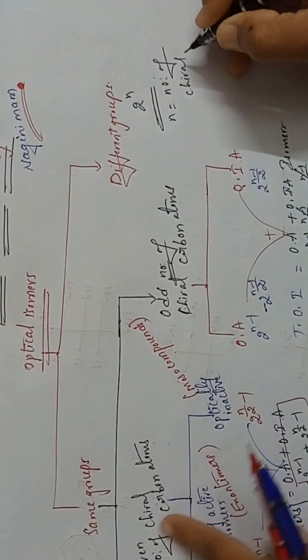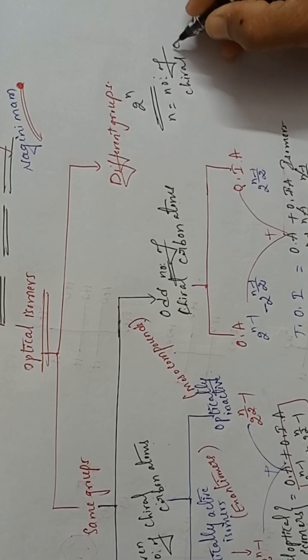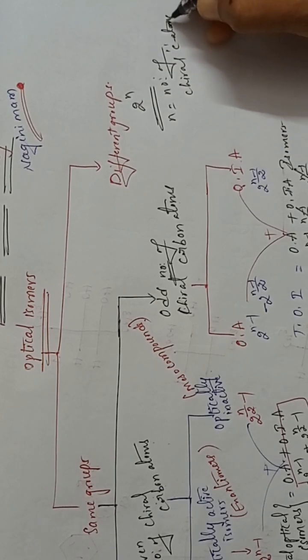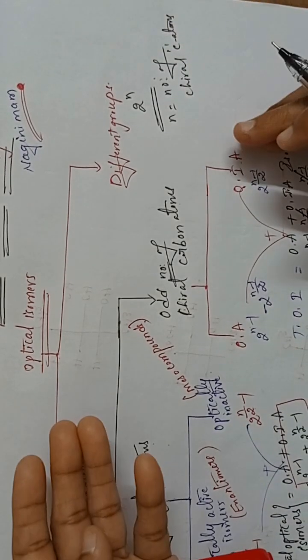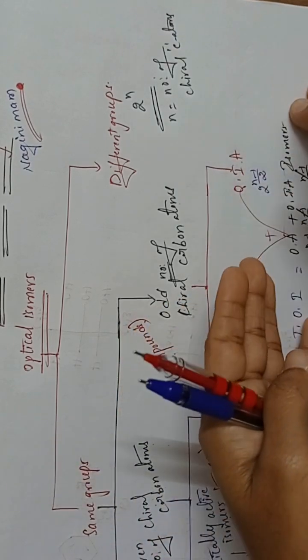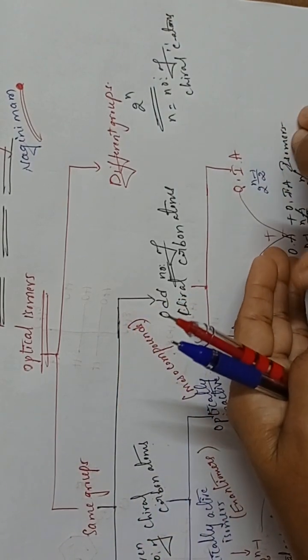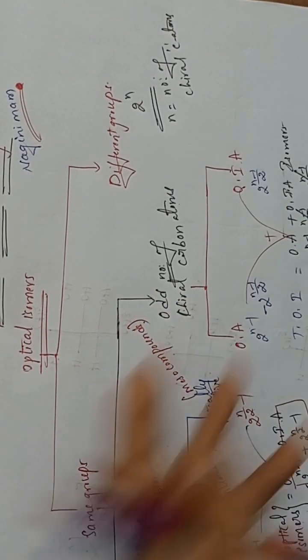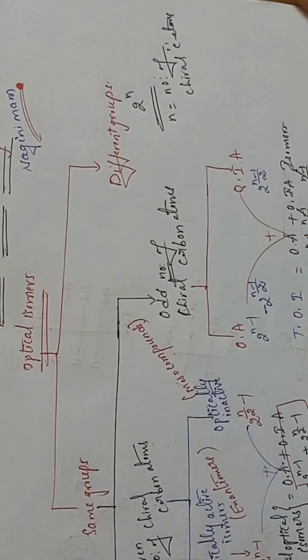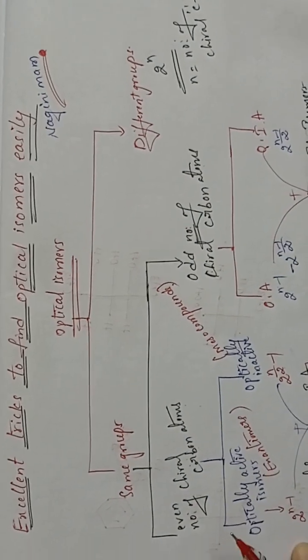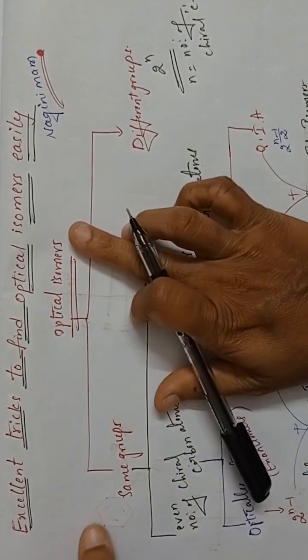Already I discussed the number of chiral carbon atoms. Chiral carbon or chiral center, asymmetric carbon atom, stereo center, stereogenic center, like this different names are there. Clear, students? See here, once again I am repeating. Optical isomers.